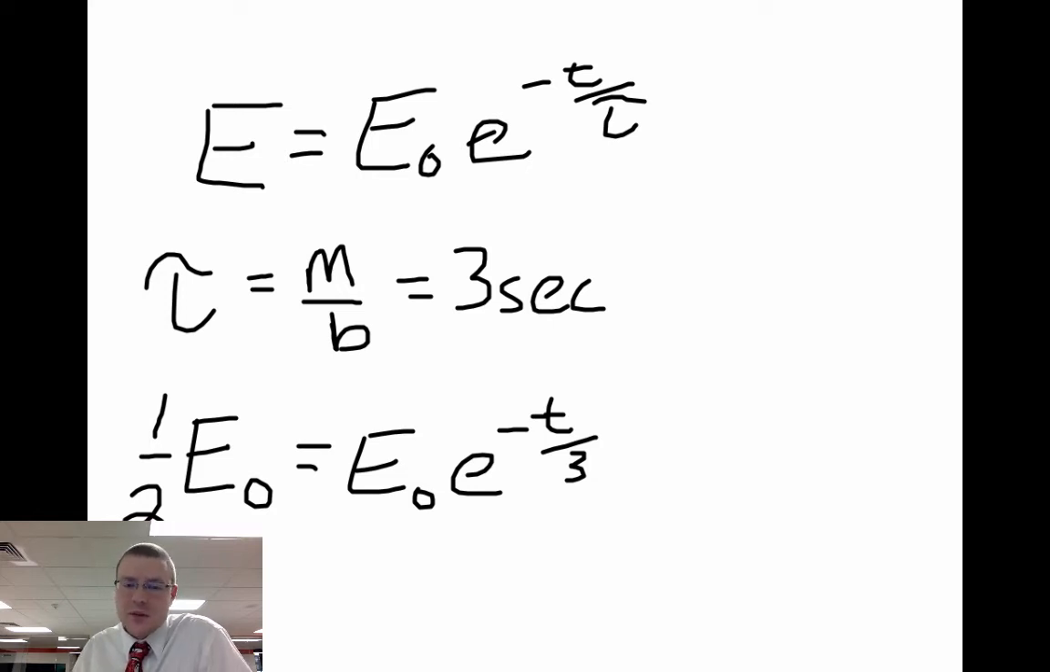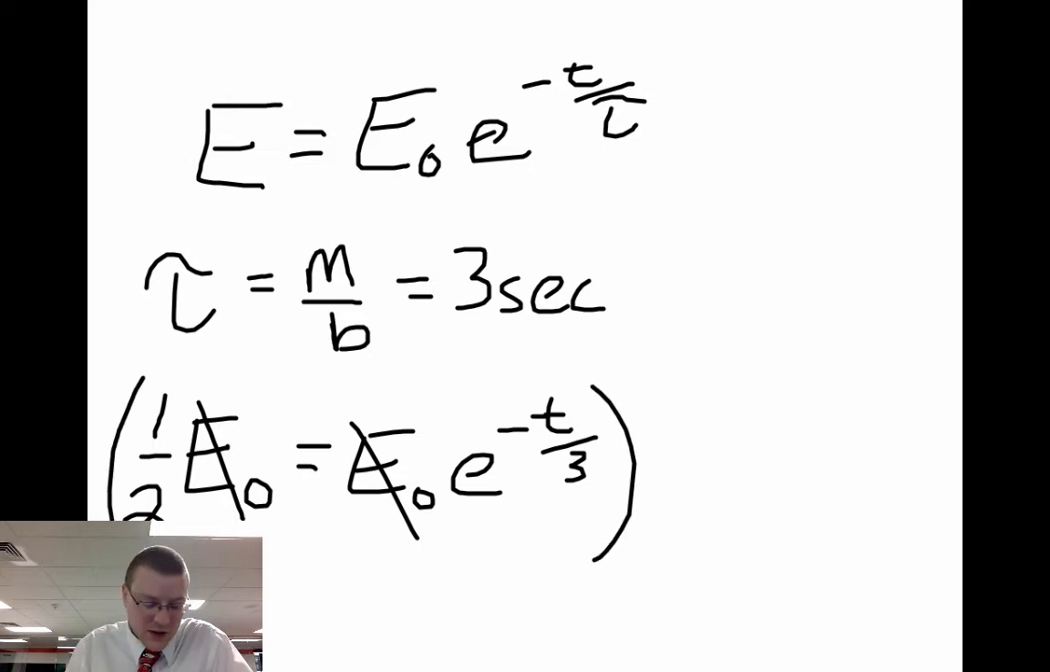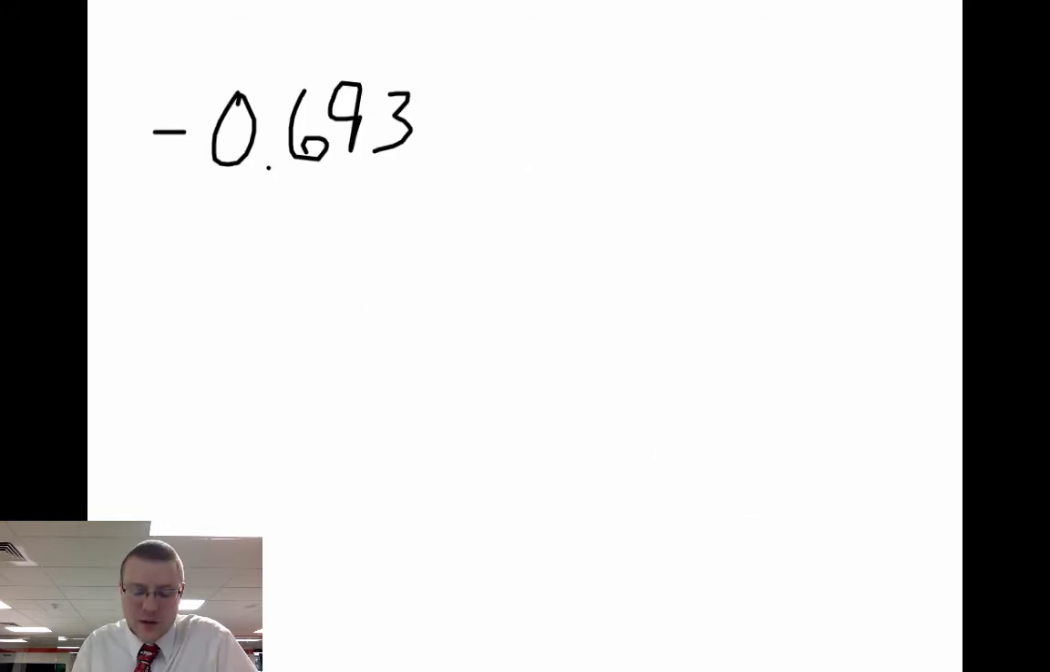What time will it be when I reach half of the energy in my oscillation? Well, since I have initial energy on both sides, I can get rid of it, and I'm left with e to the negative t over 3 equals 1/2. How do I get rid of an e? Well, to get rid of an e, you've got to take the natural log of your entire function. So I'm taking the natural log of 1/2, which comes out to negative 0.693, and now that equals negative t over tau, which is 3 seconds.